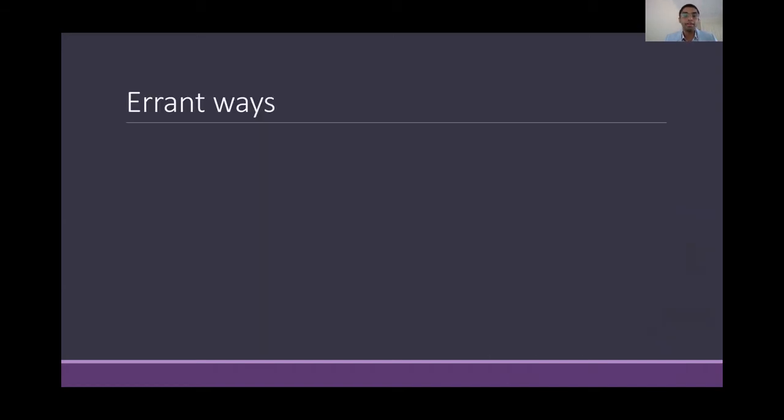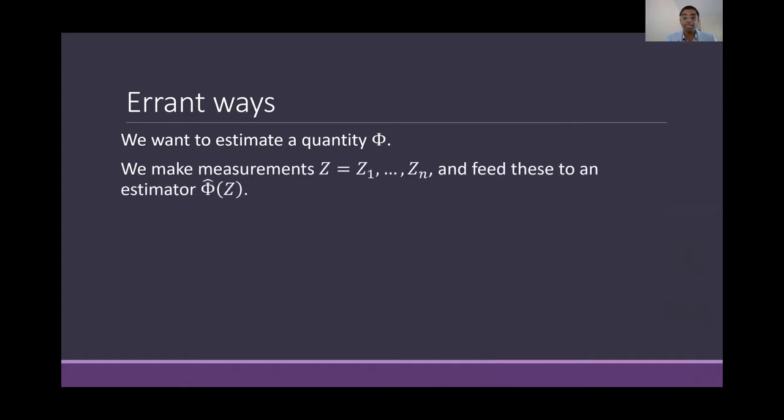So, the error of an estimator. We want to estimate some sort of quantity, phi, and we make a bunch of measurements, Z1 to Zn. For Z1, again, we send a qubit to interact with some sort of field, and then we measure it, for example, in the sigma x basis. So Z1 might be spin up or it might be spin down. Then we send a second qubit, and maybe we measure that in the sigma y basis. So Z2, again, will be spin up or spin down, but in a different basis, and so on.